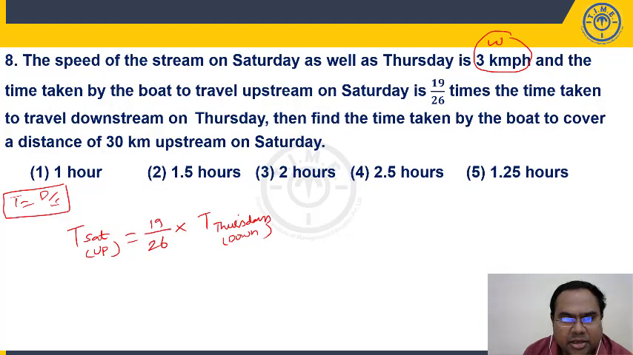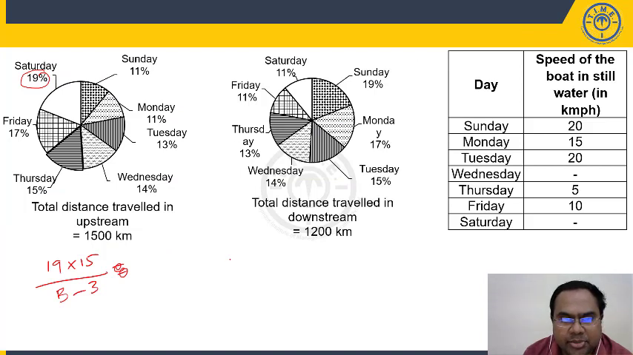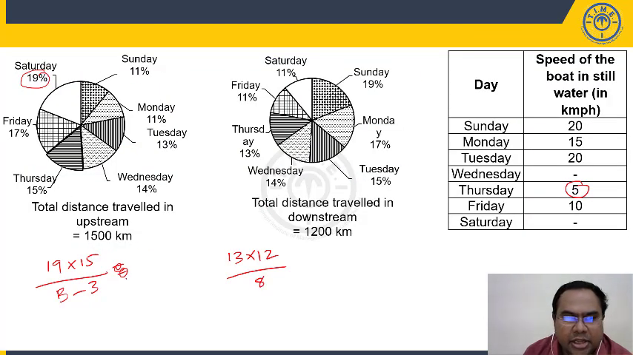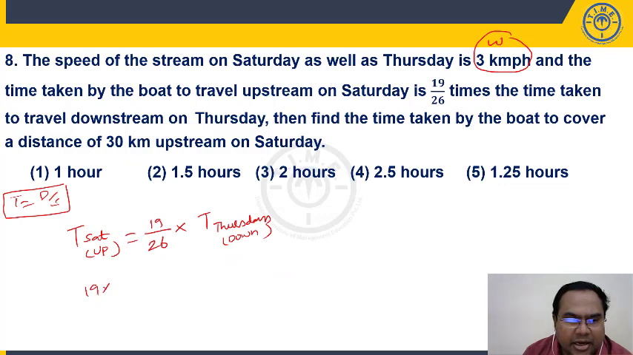Similarly, Thursday downstream is 13%. So 13 into 12 by speed, since time taken is distance by speed. Thursday it is 5. Downstream is 5 plus 3. It is 8. So this is 19 into 15 by B minus 3 is equal to 19 upon 26 into time taken on Thursday, which is 13 into 12 by 8.